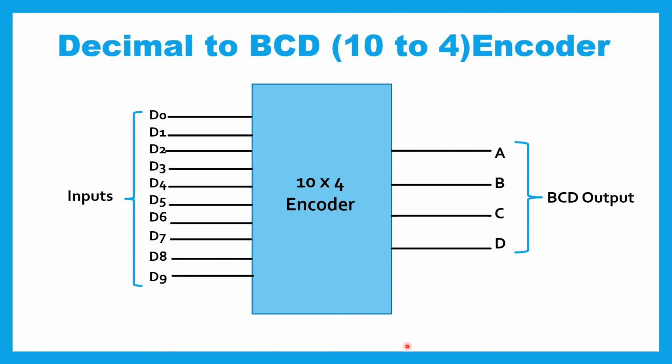The logic symbol of the decimal to BCD encoder, or 10 to 4 encoder, is like this. Here there are 10 inputs, D0, D1, D2 up to D9, and there are 4 outputs A, B, C, D like this.